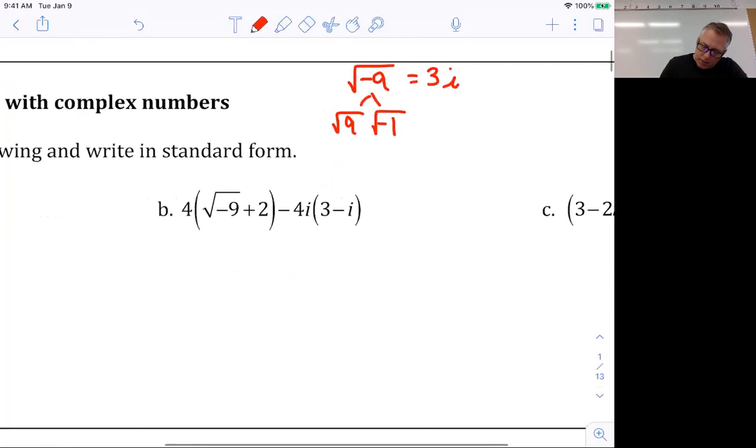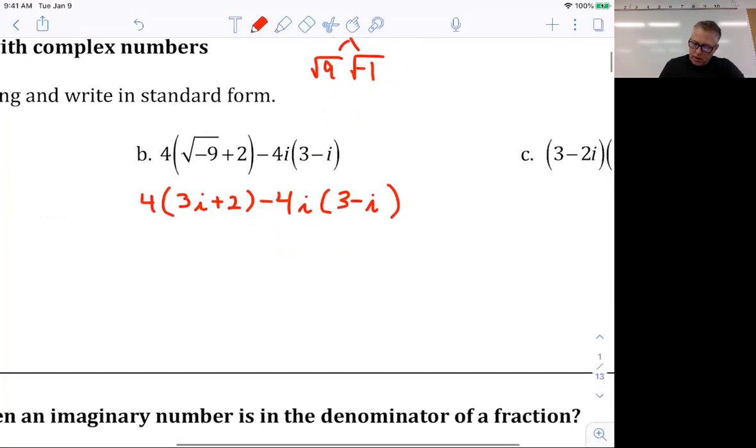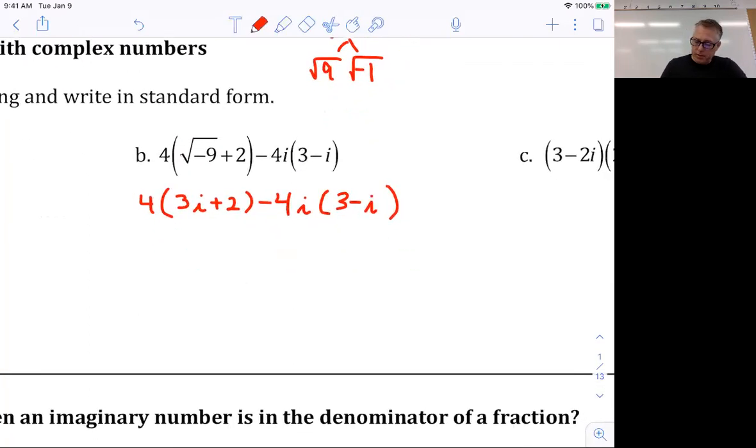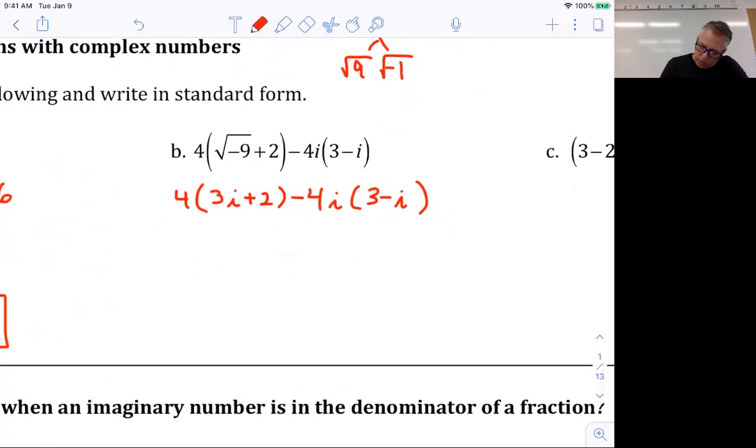So I'm just going to rewrite it as 3i. And I'm going to solve then 4 times 3i plus 2 minus 4i times 3 minus i. So I just rewrote that as 3i. It's just easier for me to visualize. And now I'm going to follow the same steps I did in the previous problem, distribute the 4 and distribute the negative 4i. All right, so let's go with that.